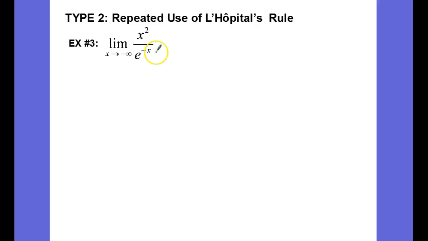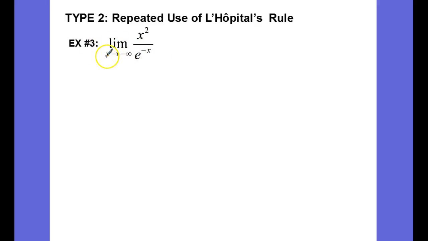Well, provided that the numerator is differentiable and continuous on an interval containing a, and provided that the denominator meets those same criteria, we're free to apply L'Hopital's rule as many times as we need to. In other words, take the derivative of the derivative on the top and take the derivative of the derivative on the bottom. So let's take a look at example number 3.